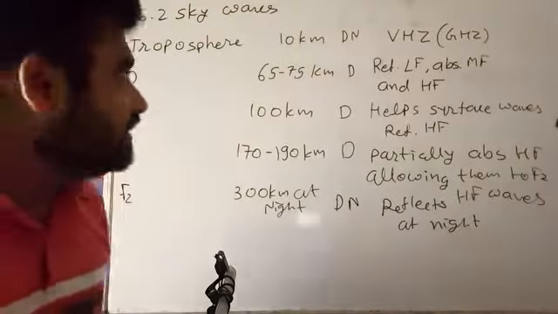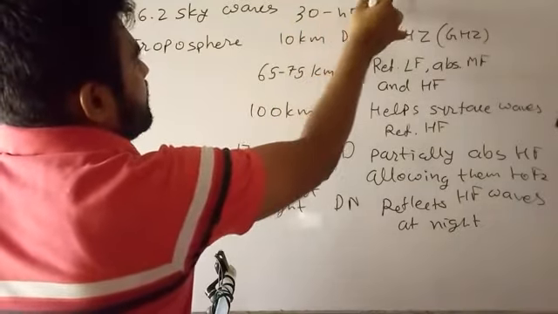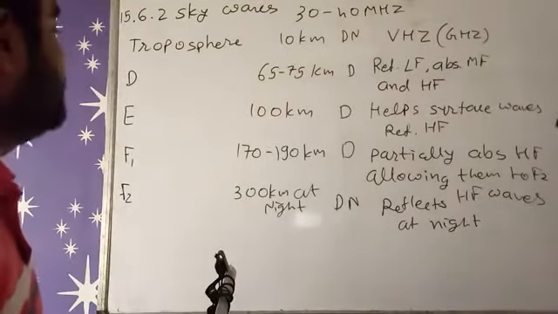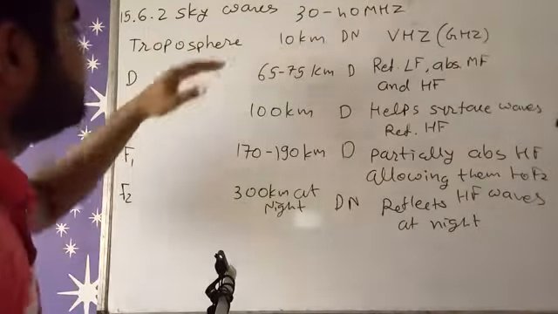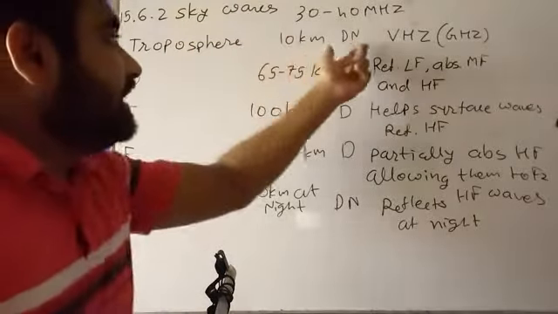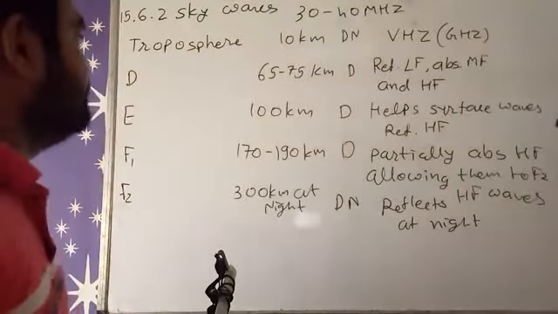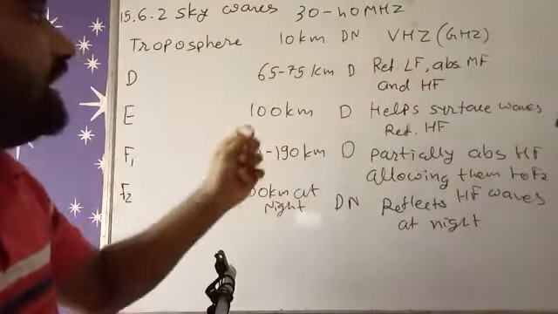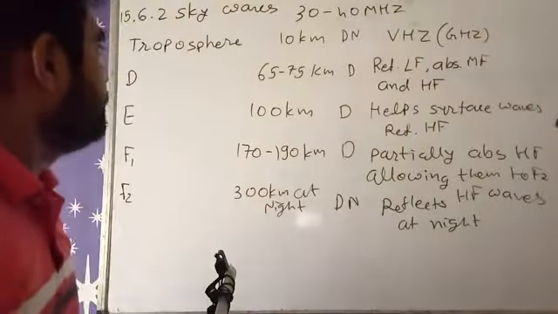Now in this sky wave, we can emit 30 to 40 megahertz of frequency waves. So we know that in the sky we have different layers. First starts the troposphere, which is near the earth's surface. Only up to 10 kilometers this works, day and night, and in this troposphere we have VHF, very high frequency. So it is of gigahertz range, right?